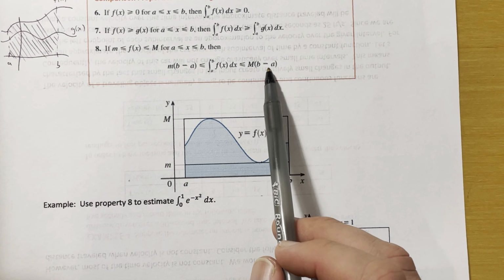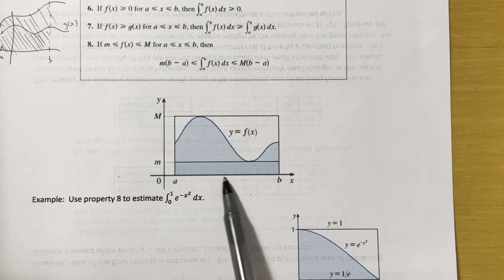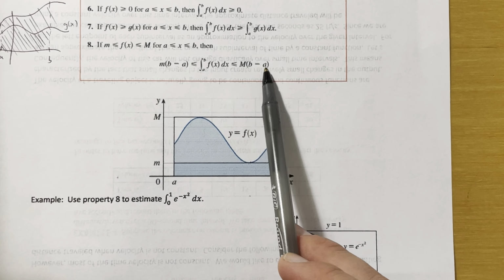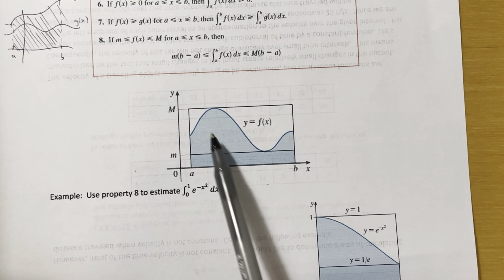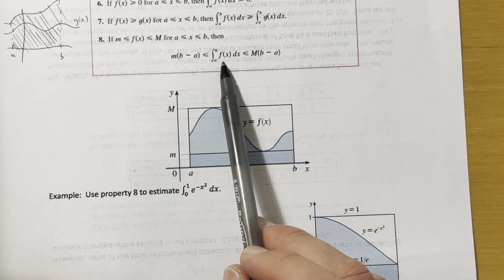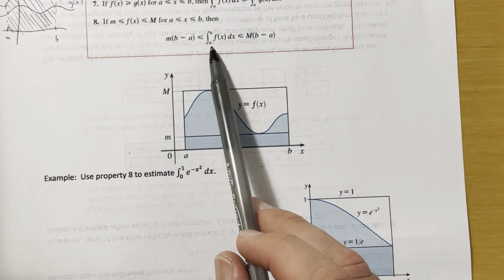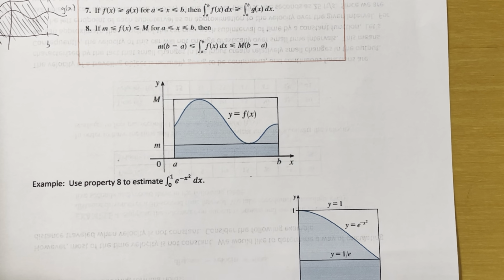Similarly, big M times b minus a: if this is big M right here, b minus a would be the base of this rectangle, and big M would be the height. So big M times b minus a is the area of this large rectangle. And notice that the large rectangle contains the region whose area is given by this integral. So that rectangle would have to have a larger area than that which is represented by this integral. And that's where this inequality comes from.